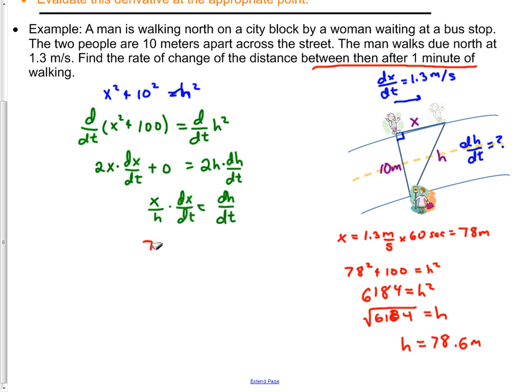All right, so this is where we're going to make our substitution. We're saying 78 divided by 78.6 times the rate of change, which we know to be 1.3, will give us that dh/dt. So again, using our handy dandy calculator, take 78 divided by 78.6, multiply that result times 1.3, and you find 1.29 as the rate of change of h with respect to time, and that's what we were looking for. And so we're done.